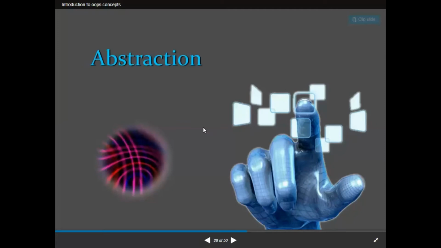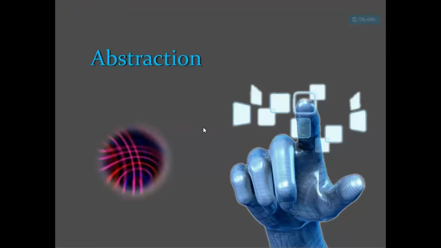Now, next topic. What is the next topic? Data abstraction. Now, can anyone tell what is data abstraction? Hiding the background details and showing the essential features alone.